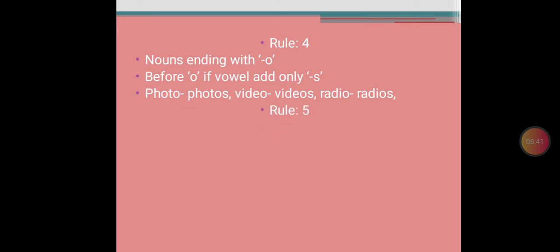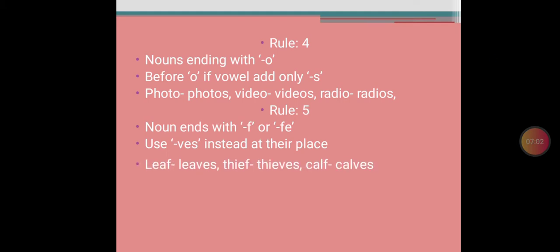Rule number 5. If a noun ends with f or fe, then instead of f or fe we add ves, and then it can be made plural. Leaf, at the end f. Instead of f, we add v and es. Leaves. Thief, thieves.